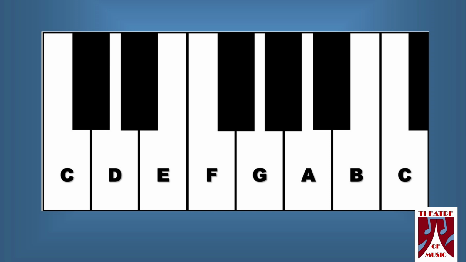Here you can see a piano keyboard. Mini Mozart is standing on the note C. A tone is a movement of two notes. So if Mini Mozart moves a tone upwards, he will land on the note D. There's a note between the C and the D.